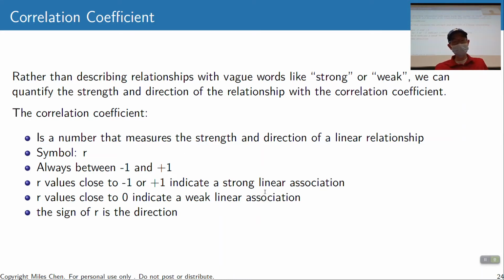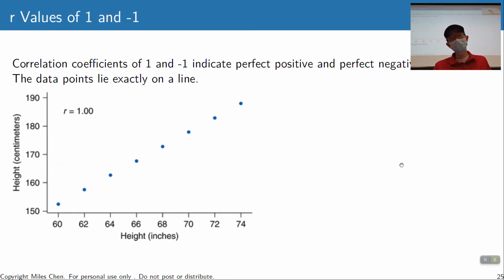Keywords here being linear. So correlation really only makes sense for linear relationships. Okay? So this has a correlation of 1. If you have a correlation of 1 or -1, you have a perfectly linear relationship. In this case, it is positive and it's perfectly linear, and so we have a correlation of +1.